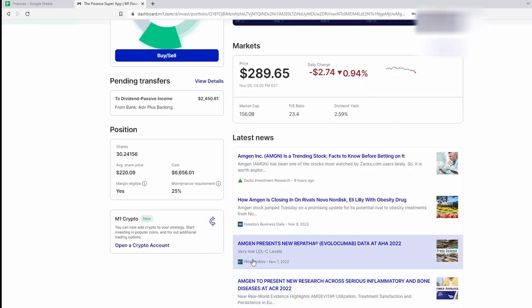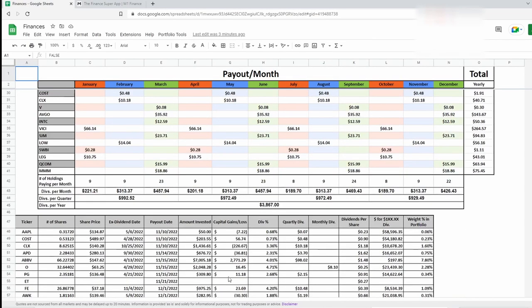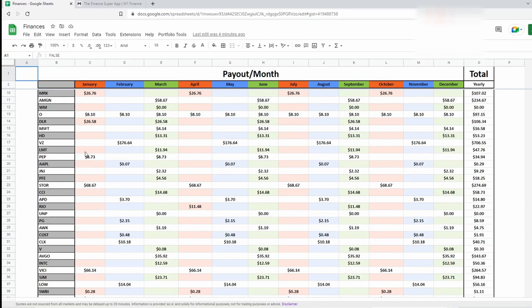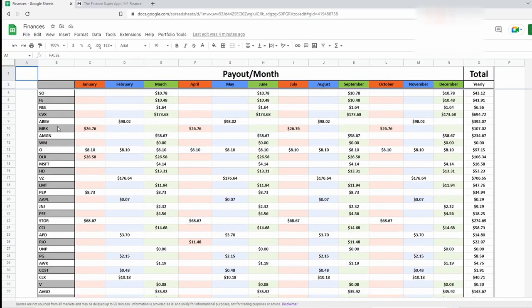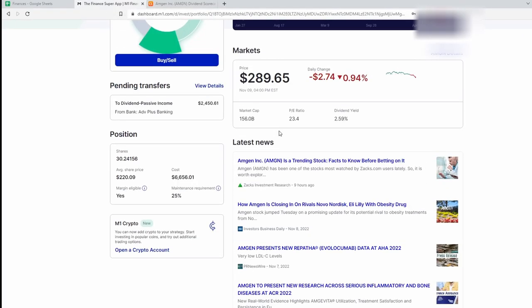Now I'm thinking, here's the thing, right? Hang on a minute, I'm going to show you guys Amgen right now. Amgen right now pays me $58.67. And Amgen, guys, does not pay out a small amount either. It is $1.94. So I think I do just need to do it. I know it's at a higher price, but I think I just got to do it.